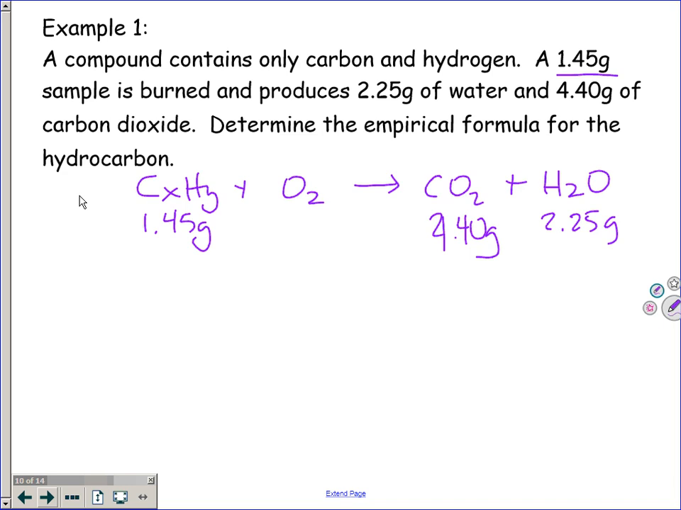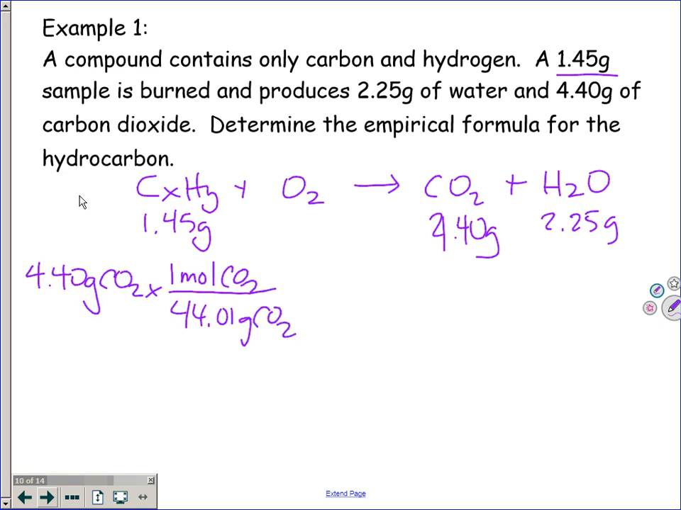This is the easy one, but I would like for you to write this out first because this is how we'll start the ones with oxygens in them as well. So first step, take your grams of what? Carbon dioxide. I'll tell you carbon dioxide's molecular mass. 1 mole of carbon dioxide is 44.01 grams. Okay, we made it to moles.